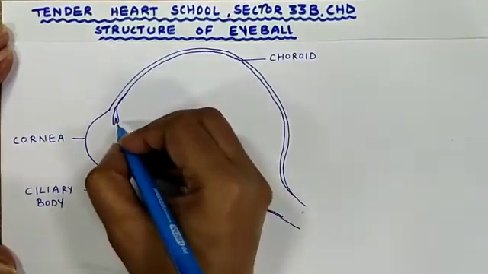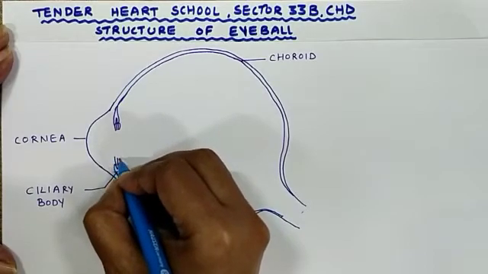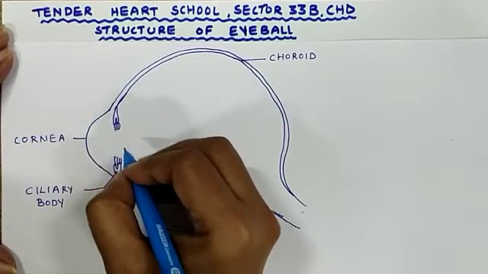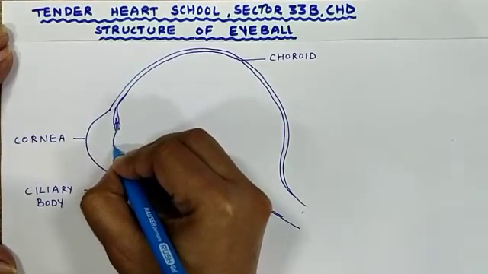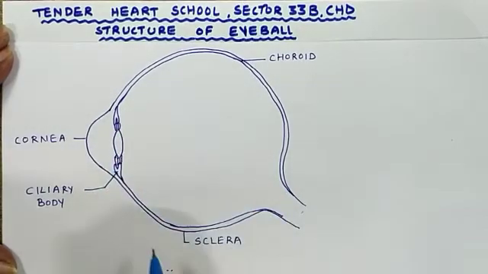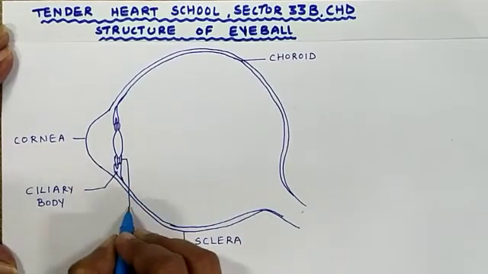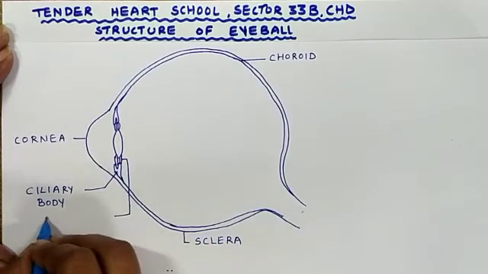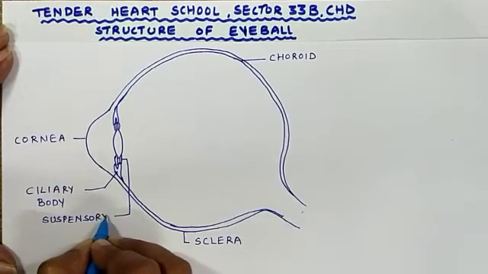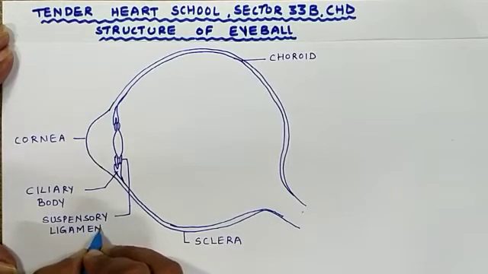Ciliary body further is attached to suspensory ligaments. These are thread-like structures. Their function is to hold the lens. Here we have the eye lens, and the suspensory ligaments are holding the eye lens. So we can label them. This is our suspensory ligaments. Function of suspensory ligaments is to hold the eye lens.